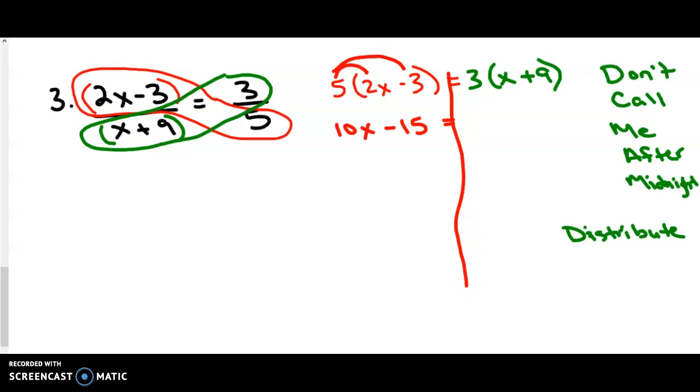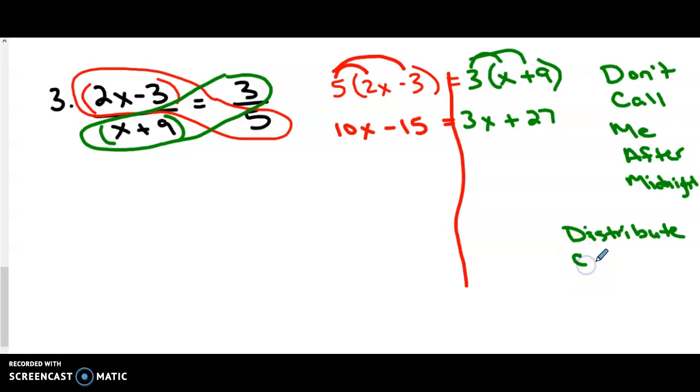Then we have to also do the distribution on the other side because we still have this number with the parentheses. So we're going to distribute 3 times x, which is 3x. And then 3 times 9, which is 27. So that's plus 27 because that 9 is positive.